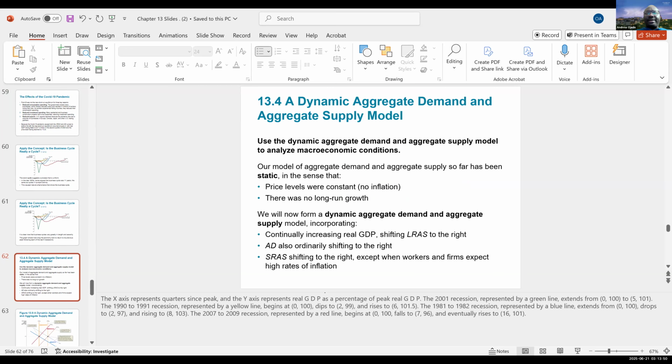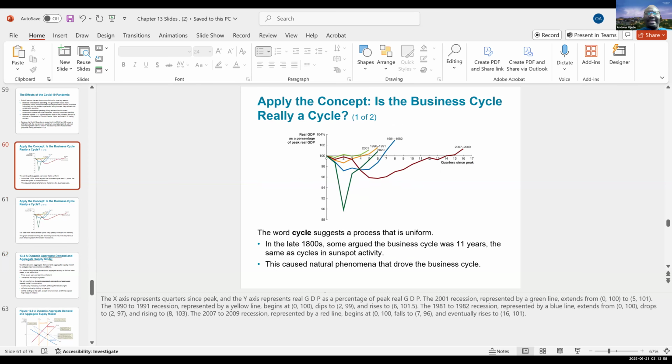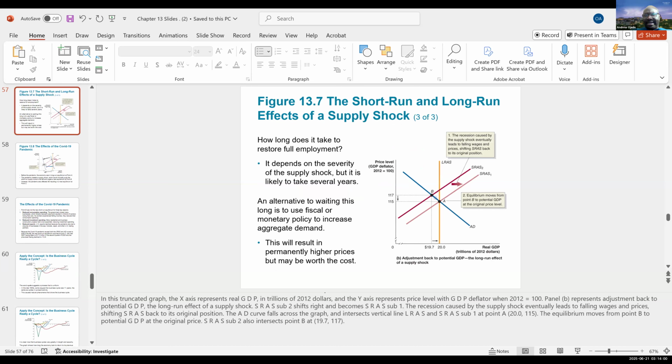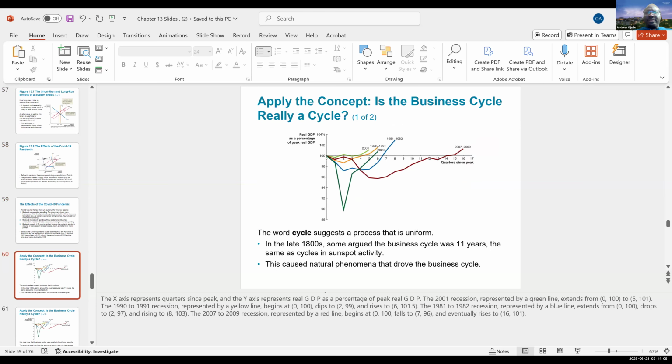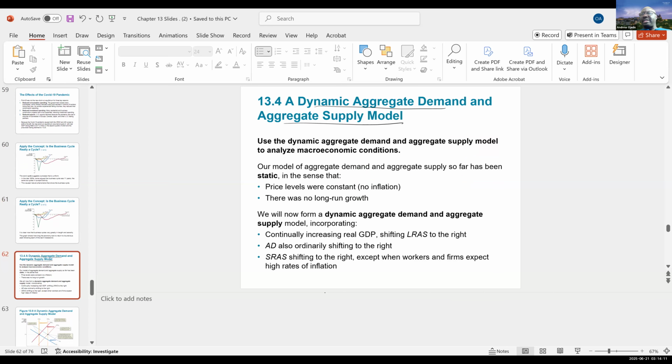So we talked about COVID already, and I'm not going to repeat that. So let's talk about a dynamic aggregate demand aggregate supply curve. This is a dynamic model. Whatever we have been talking about so far, remember, we have been holding the long-run aggregate supply curve constant. That's a static model. You never shift the long run. With a dynamic model, we assume that over time, technology is improving the economy. So the long-run aggregate supply curve is also going to change.